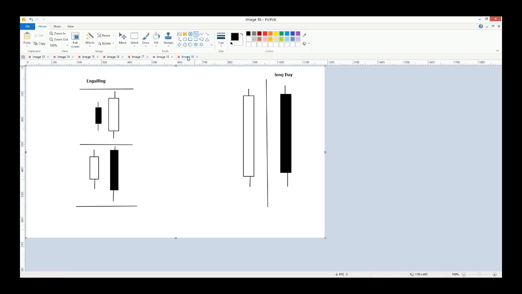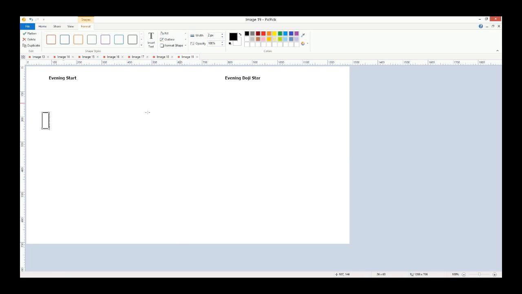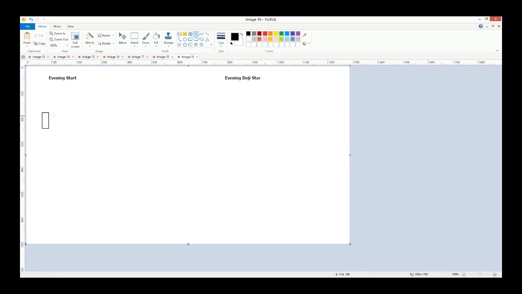Lastly, I would like to look at some other candlestick formations. I'm going to form them here for you. So the first one is the evening star, which is a 3 candlestick formation. Initially, the evening star has a white and bullish candlestick, or a previous uptrend.